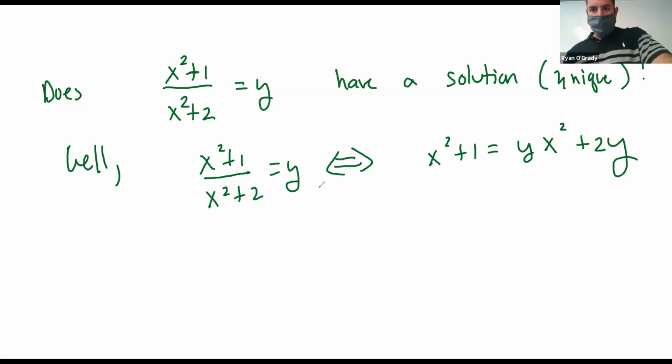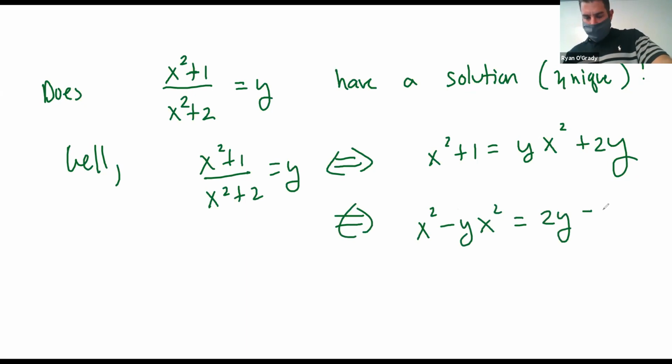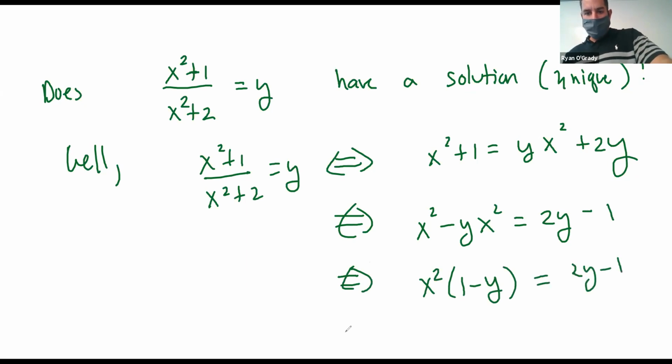Okay, now I'm going to try to solve for x. If I rewrite this, I can bring this to the other side. I'm left with x squared minus y x squared is equal to 2y minus 1. And then of course, now I can factor out an x squared, and I'm left with x squared times the quantity 1 minus y is equal to 2y minus 1. And then the last thing I'm going to do is divide both sides by 1 minus y, and I get x squared equals 2y minus 1 over 1 minus y.